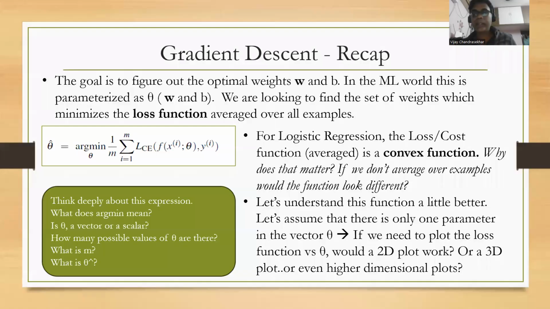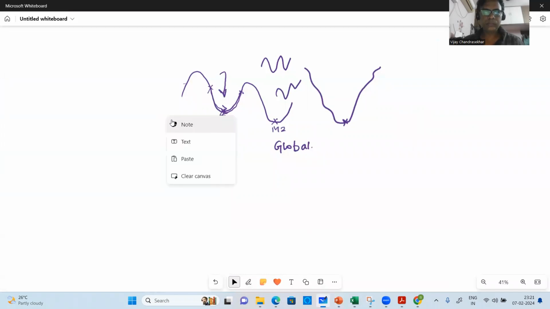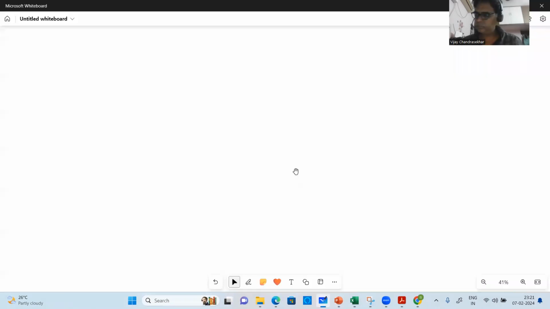Now coming back, we are lucky that we're going to deal with a convex function. That does matter because it makes our life easy. Question number 1: what happens if we don't average over examples? We'll go back to this again. Let's say there are m examples. Let's say I don't do this average. Then what happens to the cost function?